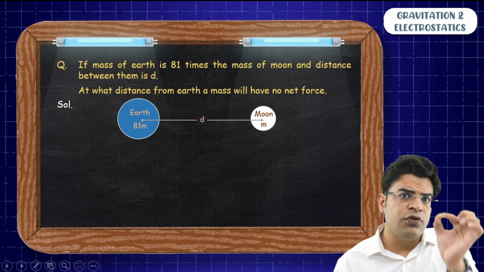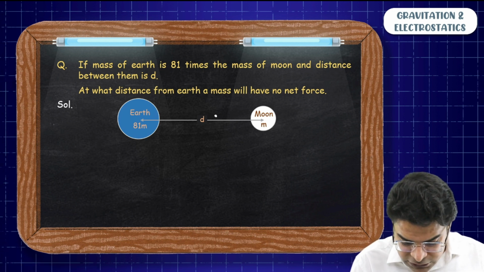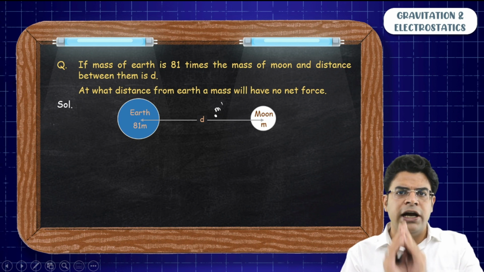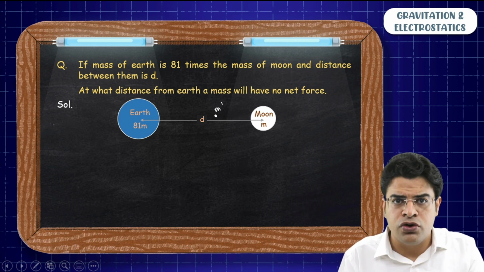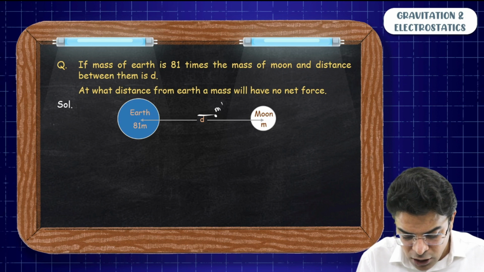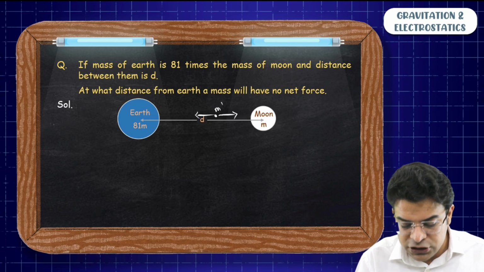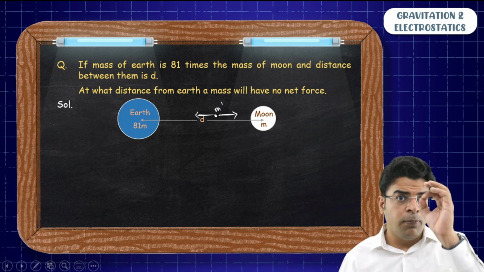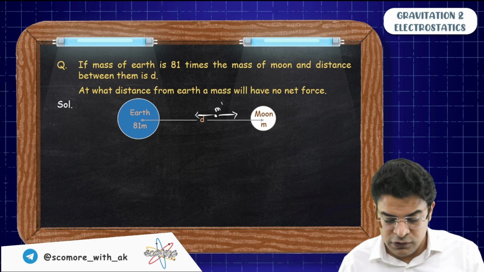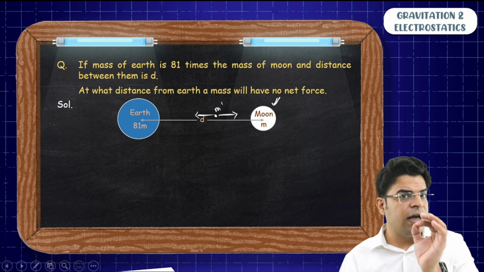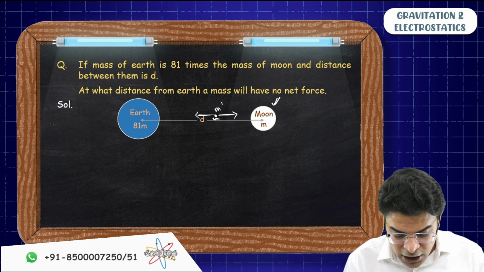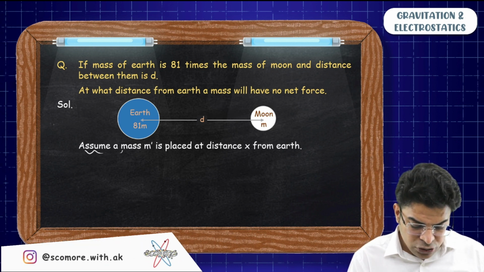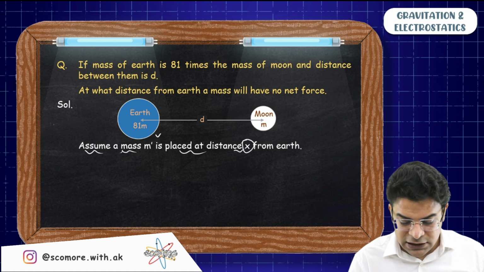At what distance from the earth, if you place a mass, let's say a mass m dash, will it experience no force at all? It will experience no force at all because the force of attraction due to earth will cancel out the force of attraction due to moon. Now I have already said, the null point, the point at which the mass will experience no force, will lie closer to the smaller mass. That's why I have placed this mass closer to the moon. So we get from here, assume a mass m dash to be placed at distance x from earth.